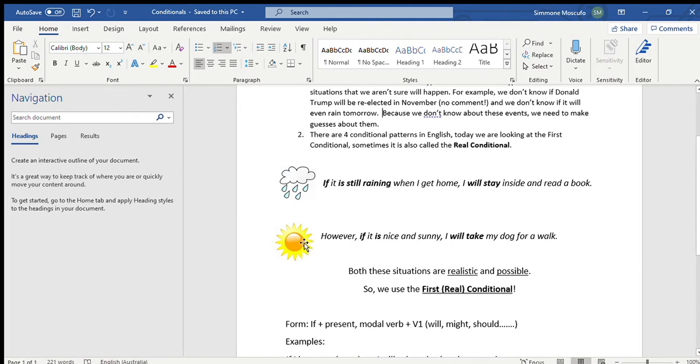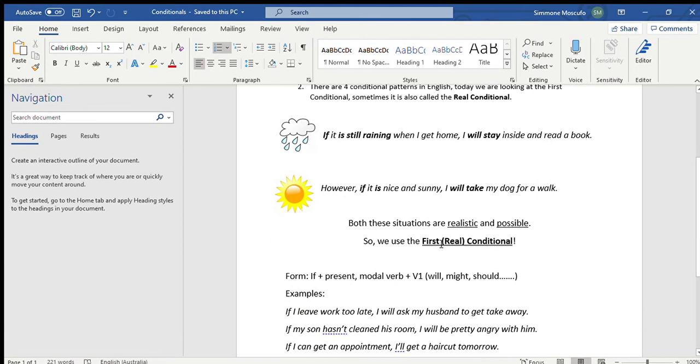Now sentence number 2, you can see I've got my sunny picture here. However, if it is nice and sunny, I will take my dog for a walk. This is my hypothetical situation here. If it's nice and sunny, I'm not sure, it might rain, it might be sunny. If it's sunny, I'll take my dog for a walk, but if it's raining when I get home, I will stay inside and read a book. So these are our conditional sentences, all right?